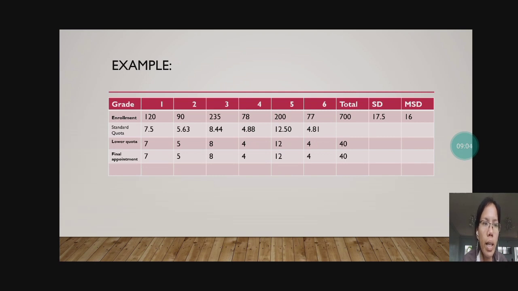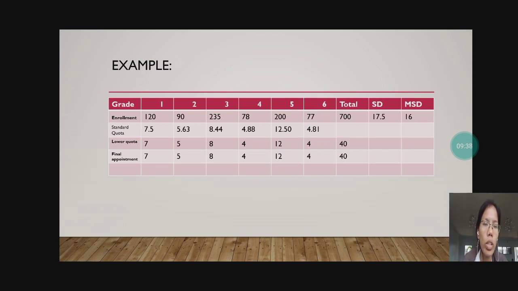So sa grade 1 120 divide by 16, so ang tubag kay 7.5. 90 divide by 16 5.63. Grade 3 235 divide by 16 8.44. Grade 4 ara siya 78 divide by 16, so ara siya 4.88. Ang grade 5 ara siya 200 divide by 16, so 12.50 ang iya standard quota. The next is grade 6 77 divide by 16, so ara siya 4.81.